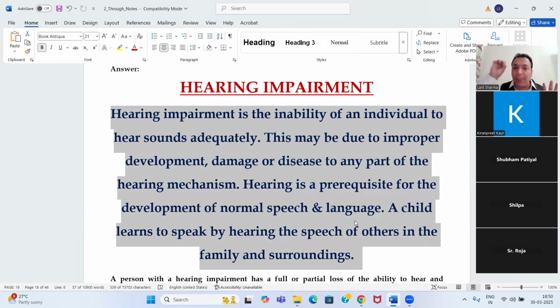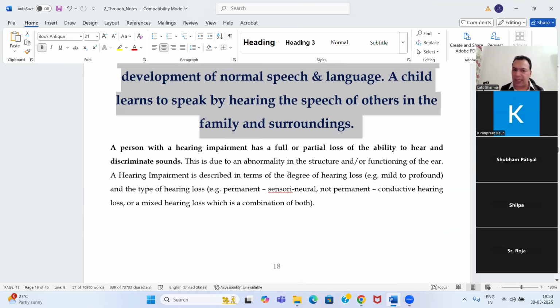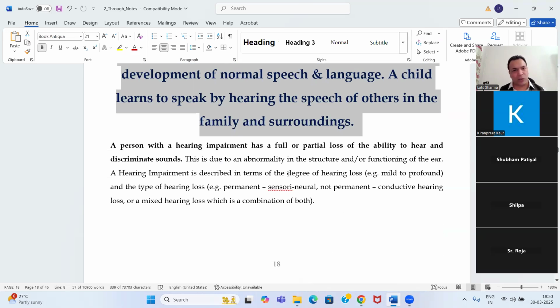This may be due to improper development, damage, or disease to any part of the hearing mechanism. Hearing is a prerequisite for the development of normal speech and language. This is the most important, guys, right? Please focus on it. A child learns to speak by hearing the speech of others in the family and surroundings, right? This is hearing impairment. Okay, you have to learn it in detail, because you have to write long questions over there. So my purpose is to help you understand every point.